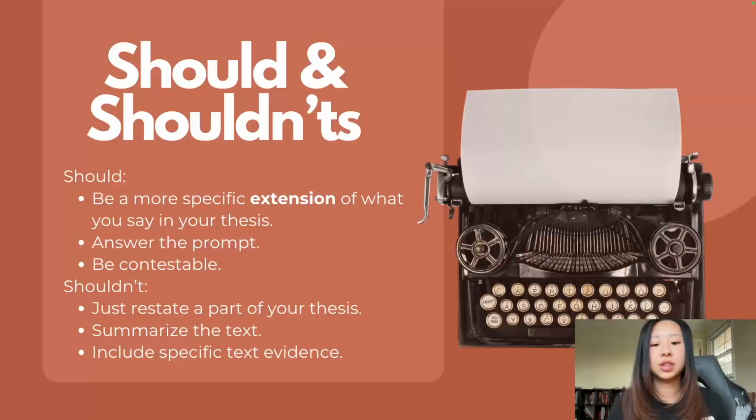The second thing is, don't summarize the text. So a topic sentence shouldn't just tell the plot or describe what happens. The summary should only be for background context and only if necessary. And the third thing is, you shouldn't include specific text evidence. So evidence belongs in the body of your paragraph, not in the topic sentence. So keep the topic sentence focused on what argument you're going to be proving.